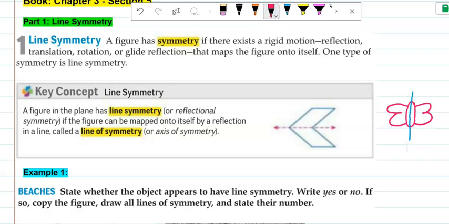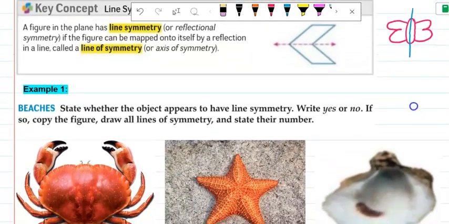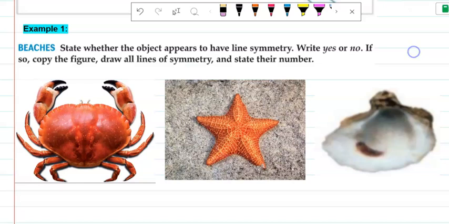If we look at a couple of examples, for these first three, all we're asking is: is there line symmetry? And if so, draw all the lines and state their number. Their number just means how many lines of symmetry.